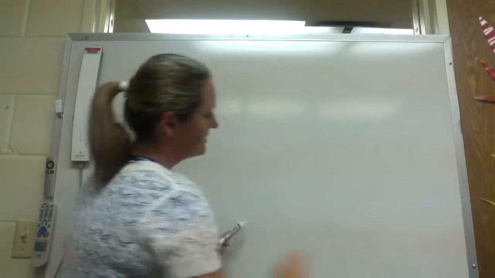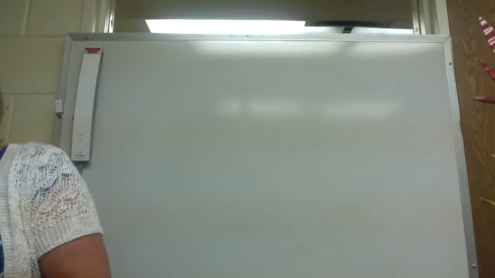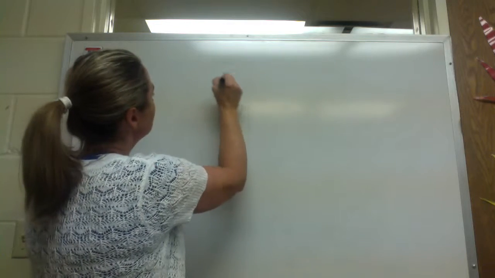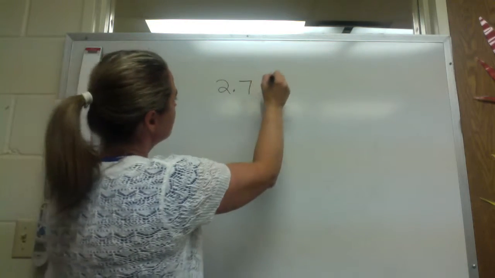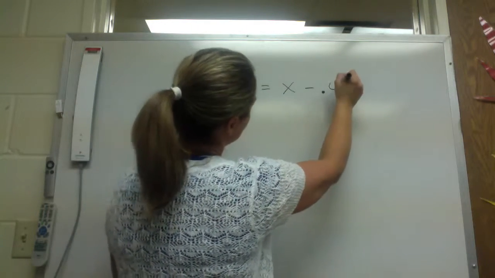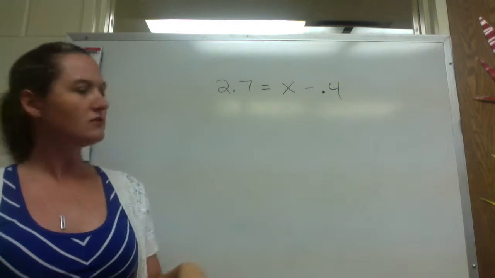All right. I think these are pretty straightforward. Yep. Let's throw in some decimals. 2.7 is equal to x minus 0.4. Okay, I just kind of rearranged the problem a little bit. Same thing. Don't let it bother you.